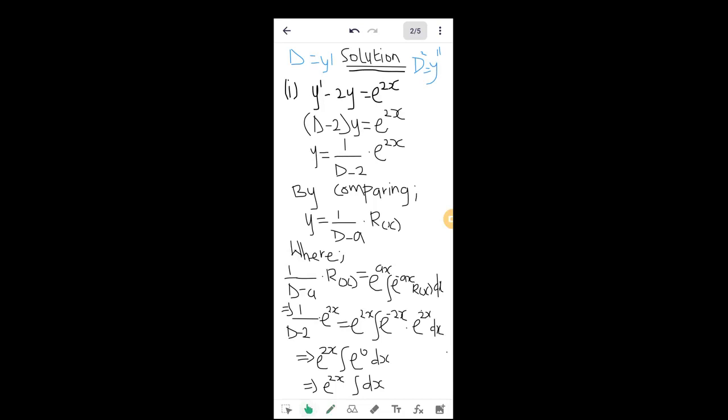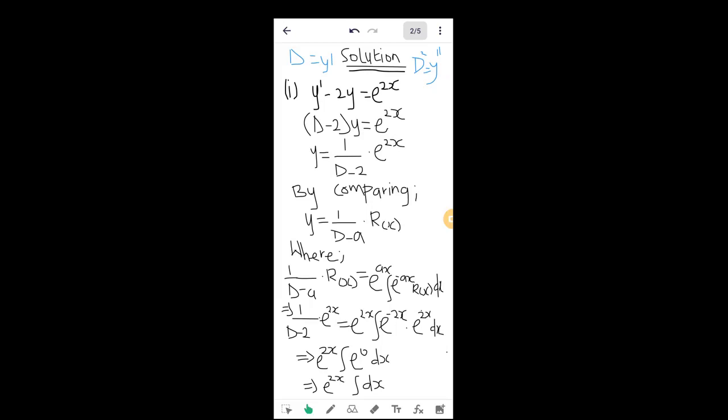Okay, so upon applying my D operator to y prime, we are going to get D minus 2, all in brackets, multiplying my y, is equal to e exponent 2x. And the whole idea is that we try to make my y the subject. So my y will become 1 over D minus 2 operating on e exponent 2x.